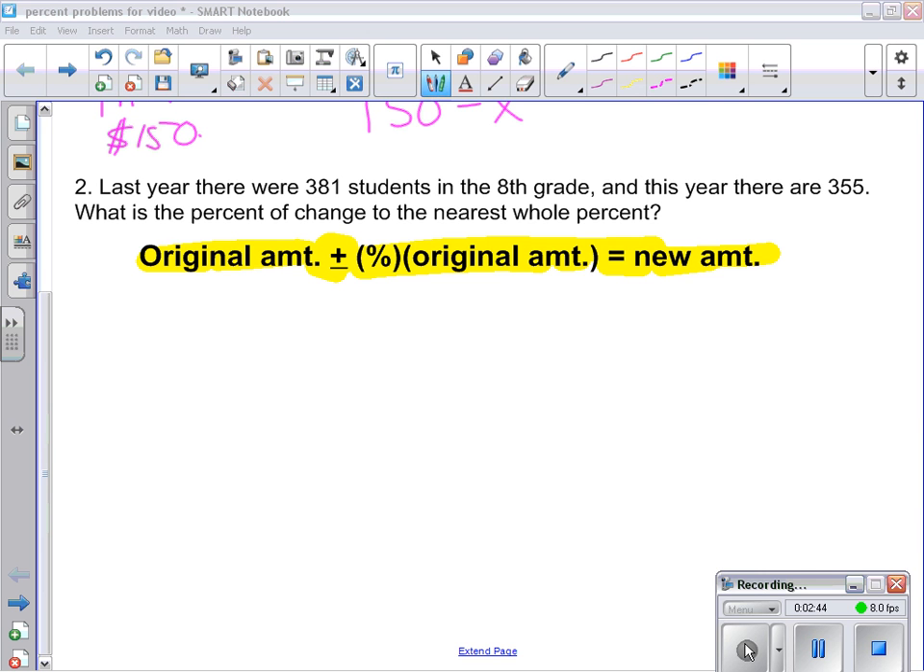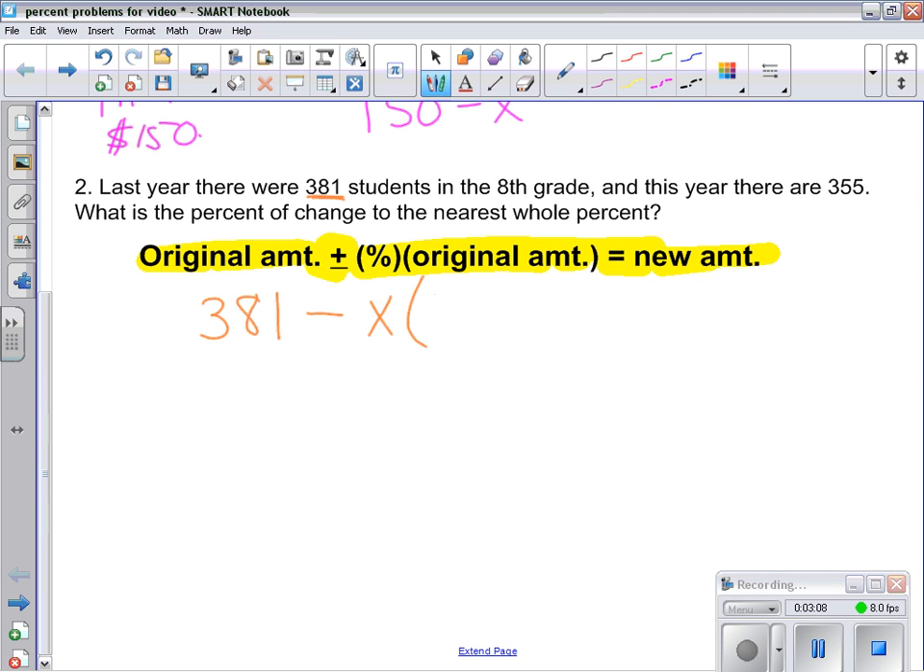If the original number, the one that happened first, originally last year, is 381, you're going to put that in the equation as the original amount. Now it's going down, so instead of adding, I'm going to be subtracting the percent, and we don't know the percent, that's what we're trying to find, so you're going to use an x, times the original amount, which is again the 381, and that's going to equal the new number of students, the new amount, which is 355. We have pulled all the information out, and now we have an equation to solve.